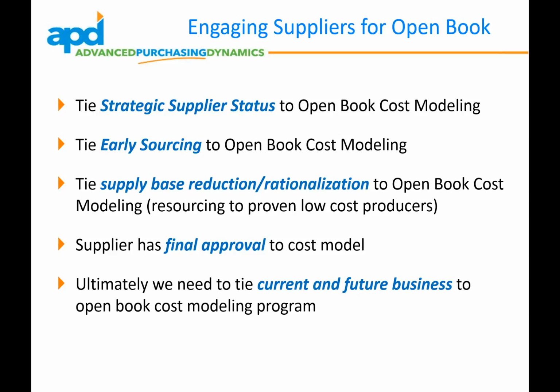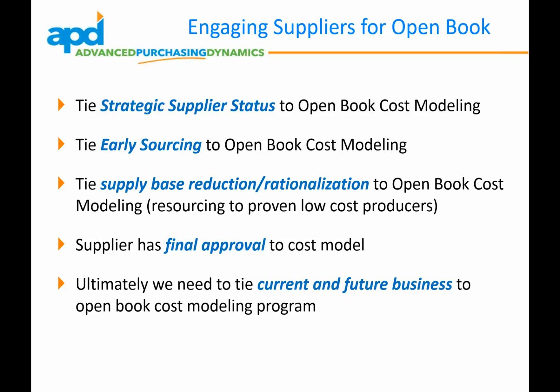Another way to try to convince people that open book costing is the way to go is to tie early sourcing to it. There's no better way to have a good discussion about taking cost out than to have it up front, early in the sourcing process, not at the last minute when everybody's scrambling. Again, that should be something that's reserved for people who are truly strategic suppliers.